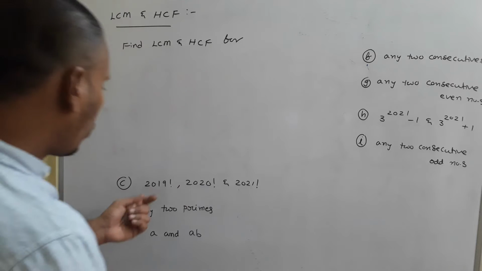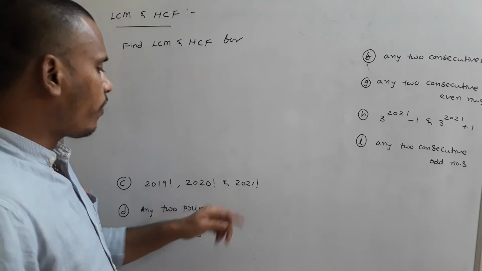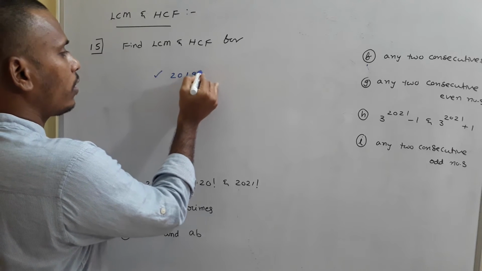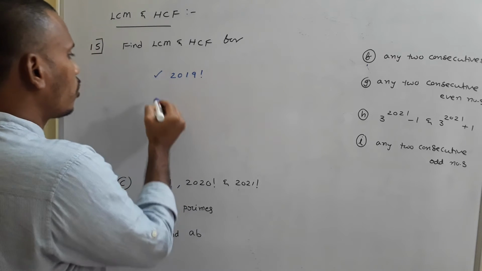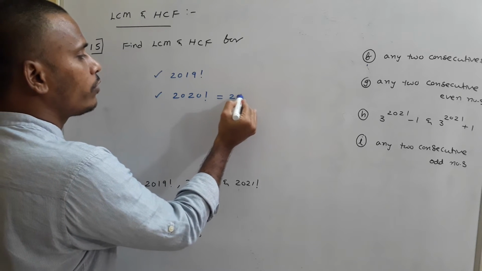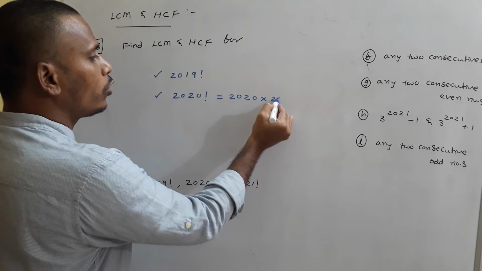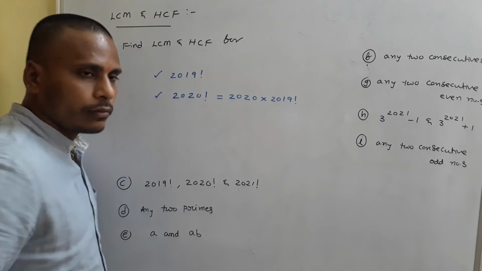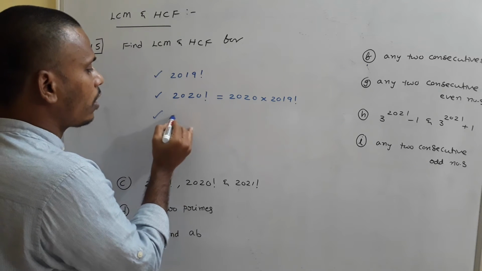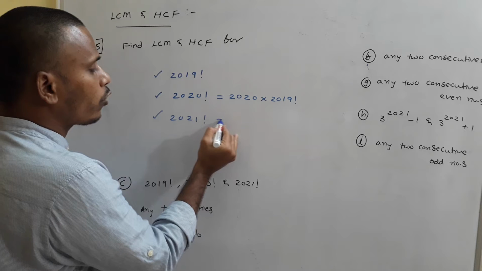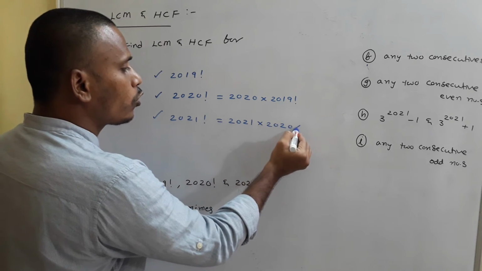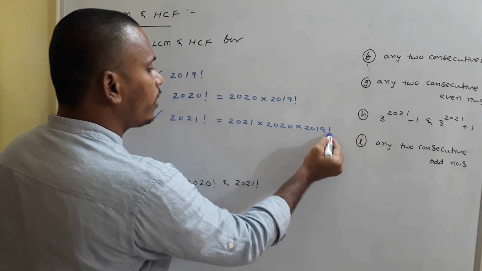Next, look at the three numbers 2019 factorial, 2020 factorial and 2021 factorial. We need to find again what? LCM and HCF for these three numbers. 2019 factorial is okay. Then coming to 2020 factorial, which is nothing but 2020 into 2019 factorial. And whereas 2021 factorial is, as per the knowledge of factorial, 2021 into 2020 into 2019 factorial.